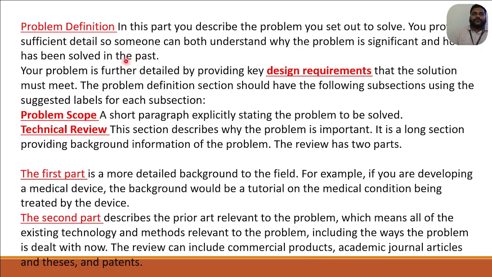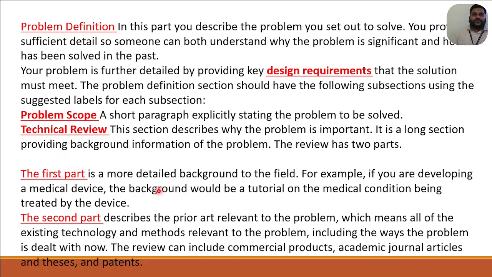The appendices contain details needed by a reader who wishes to fully understand the design. In the problem definition, you describe the problem you set out to solve. You provide sufficient detail so someone can understand why the problem is significant and how it has been solved in the past. Design requirements are one of the key factors which provide all these details. Then we talk about the problem scope in a short paragraph.